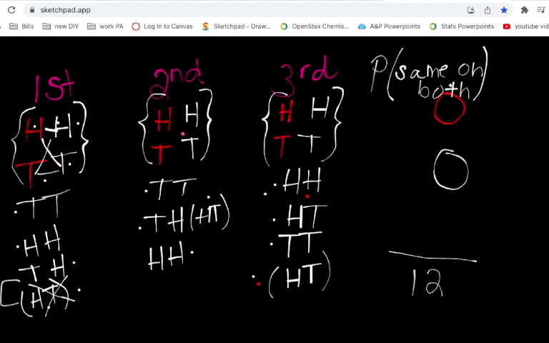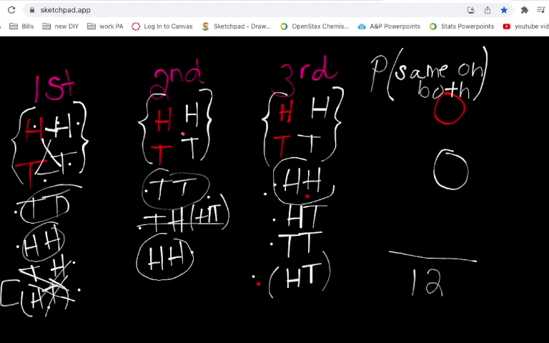And how many of these outcomes are both on the same side of the coin? Tails, tails. Heads, heads. Nope. Tails, tails. Heads, heads. Nope. Heads, heads. Tails, tails. Nope. So we have 1, 2, 3, 4, 5, and 6. So we have 6 out of 12, which is equal to 1/2.